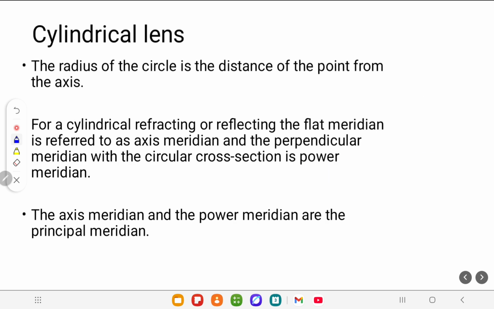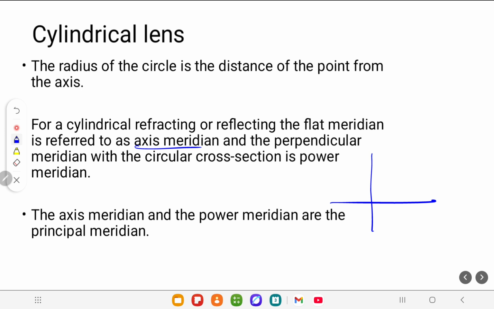Another name for sphere cylinder is toroid. So that's the basic thing. For cylindrical lenses, the radius of the cylindrical lens is the distance from the point of the axis. For a cylindrical refracting or reflecting surface, the flat meridian is referred to as the axis meridian, and the perpendicular meridian with a cross section is the power meridian. The axis meridian and power meridian are the principal meridians. In optics, you know it already, I think, but let me tell you.